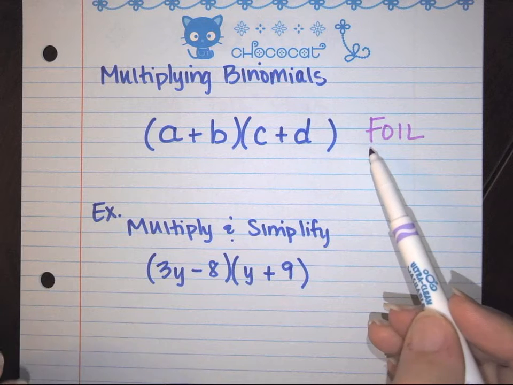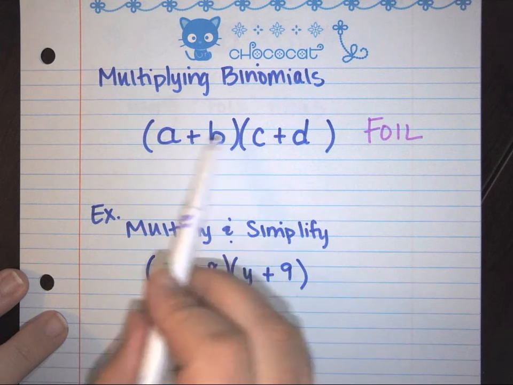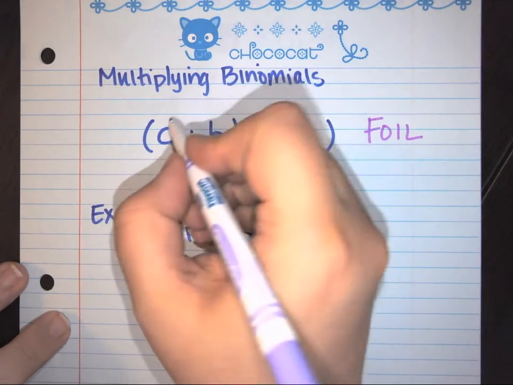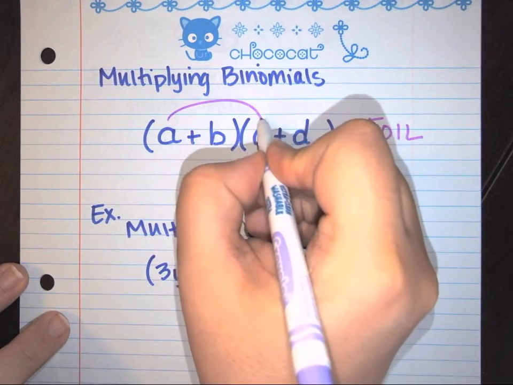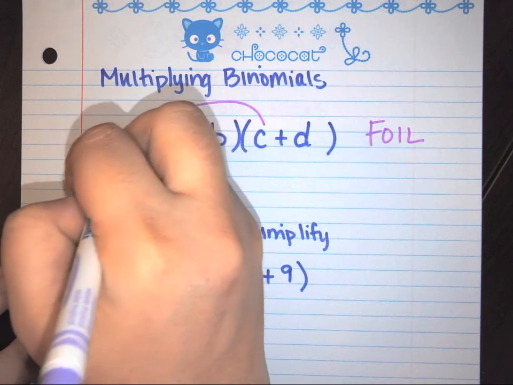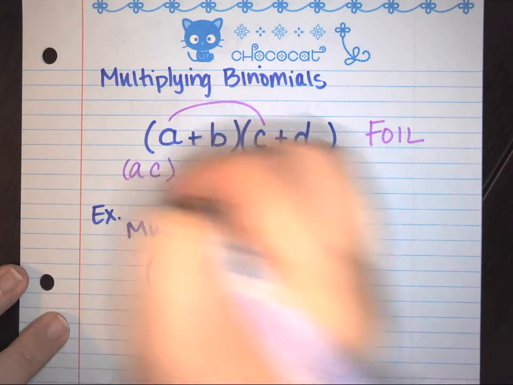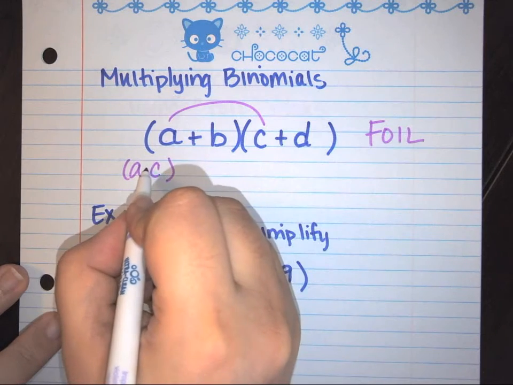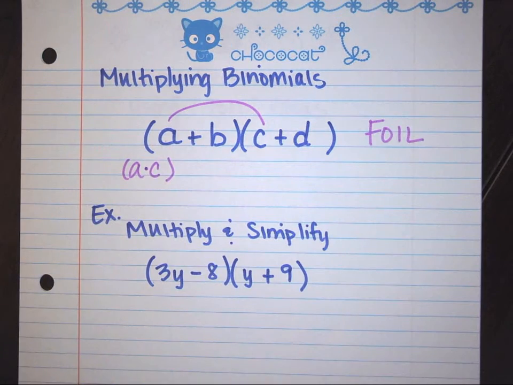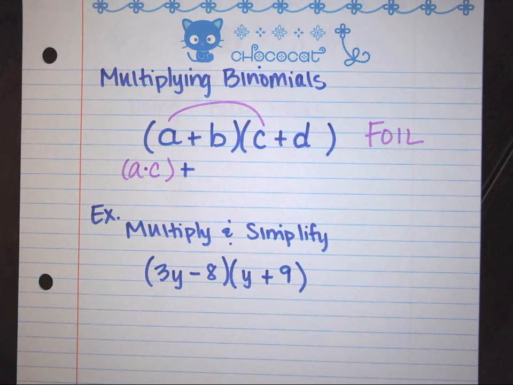So FOIL stands for first, outer, inner, last. First means the first two terms in each of your binomials. So we are going to multiply these two terms together, thus giving us A times C as your first term. We then have to add that to your next term.